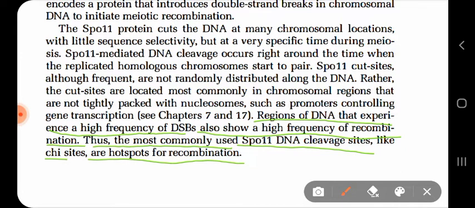recombination process. So SPO11 cleaves, not entirely randomly, but mostly in those chromosomal regions that are not tightly packed with nucleosomes. And it also cleaves those regions of DNA that have a high chance of double-stranded breaks. Okay.